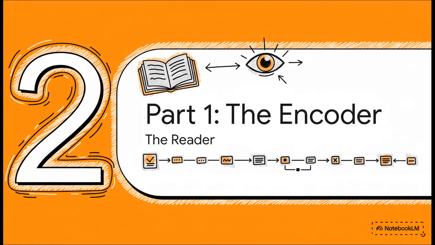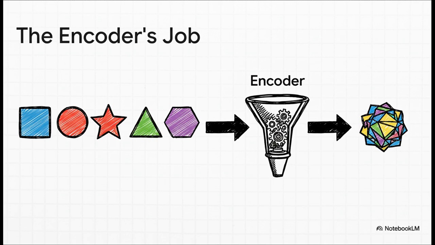Part 1, the encoder reads. All right, let's break this down and start with the first half of the team, the encoder. The easiest way to think about its job is that it's the reader. Its whole purpose in life is just to read the input and really, truly understand it. So here's the play-by-play. The encoder takes the entire input, let's say it's a whole sentence, and it just chews through it, word by word. As it's reading, it's building up this condensed understanding of what the sentence is all about.